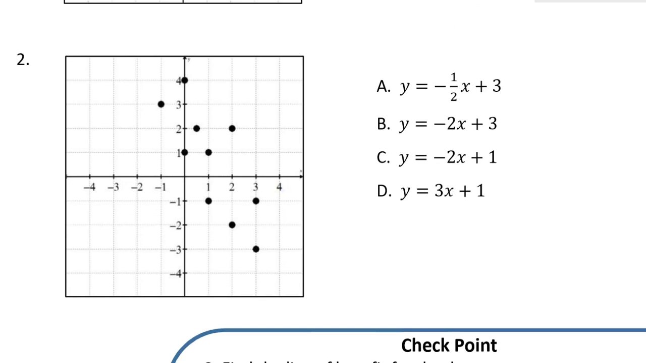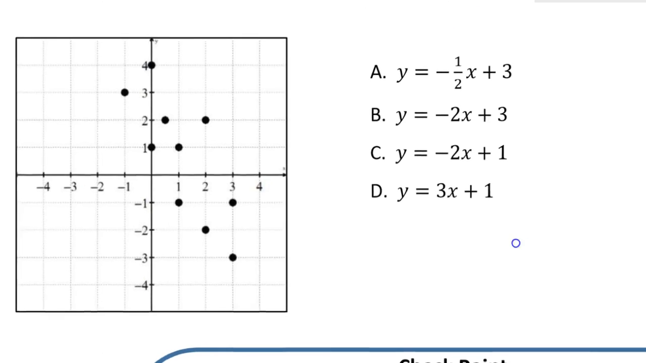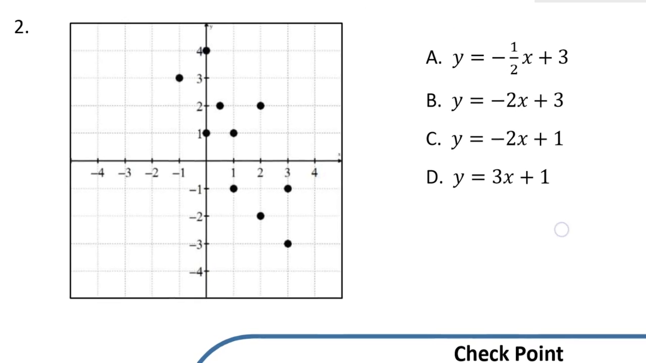Okay, let's look at number 2. I would like you to take a moment to eliminate at least one answer choice that does not make sense for this problem. Okay, you should have eliminated answer D. This data goes down from left to right. It has a negative correlation, so it should have a negative slope, not a positive slope.